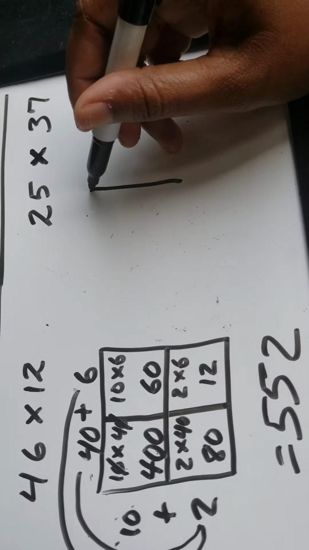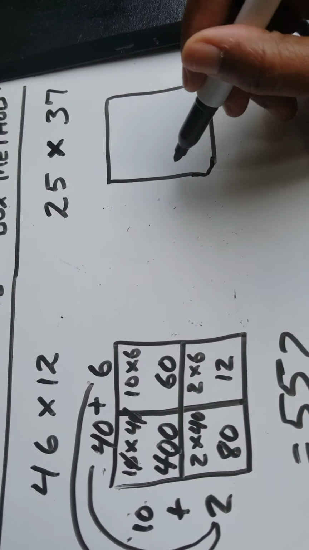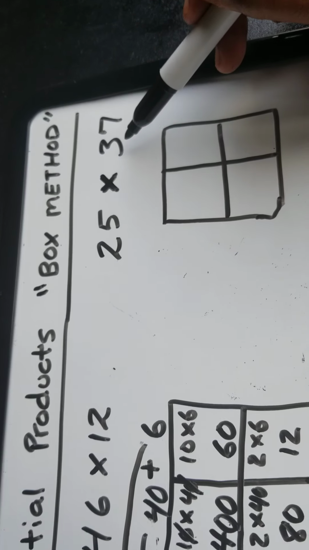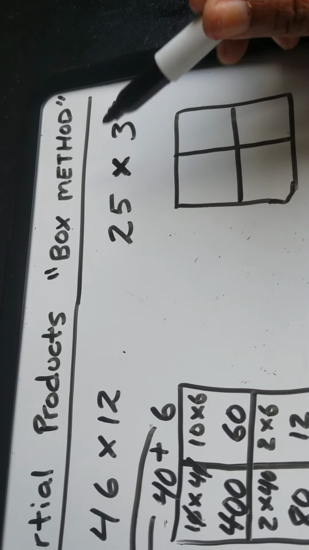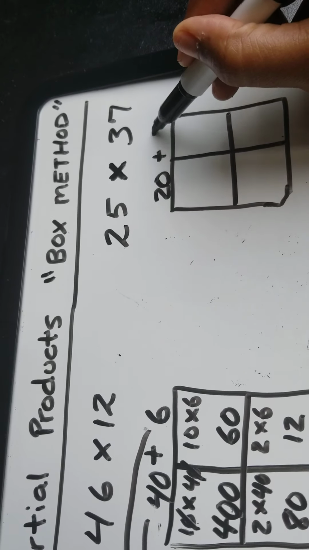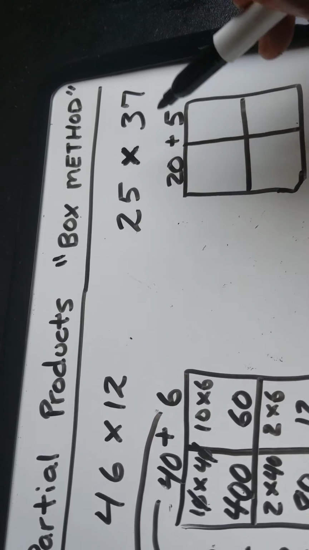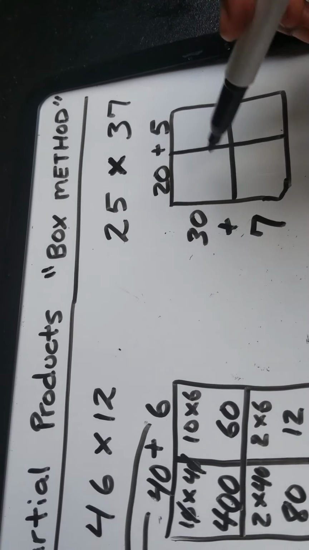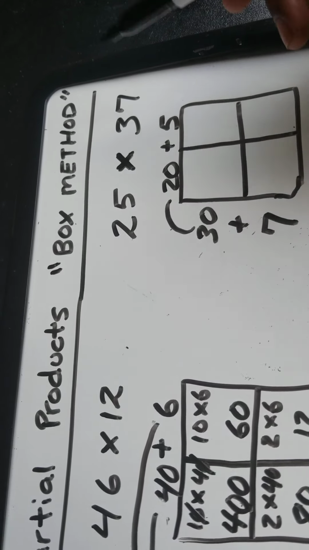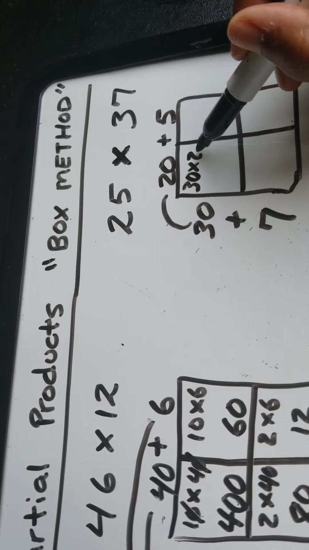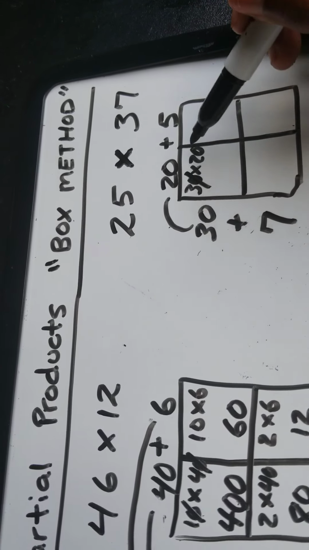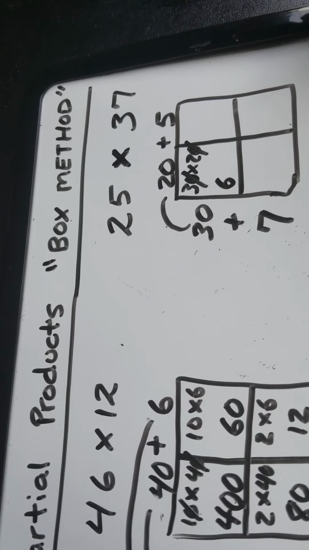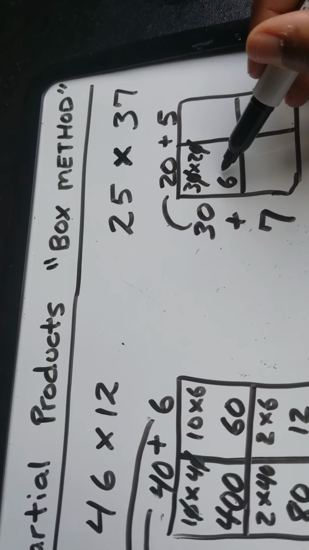All right, same thing, box method. 25 times 37. We can decompose 25 by 20 plus 5. 37, 30 plus 7. This first box will be 30 times 20. Eliminate your zeros. So really you got 3 times 2. 6. How many zeros you eliminated? 2.